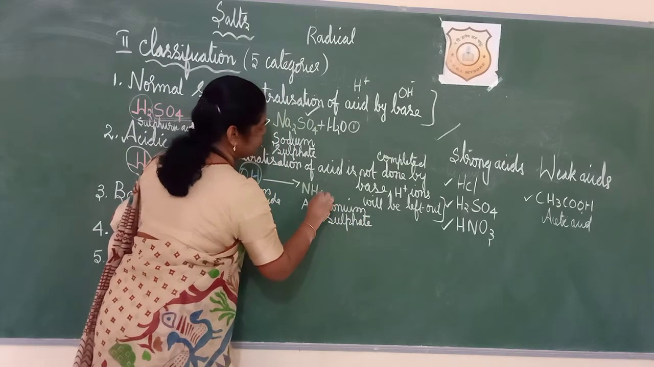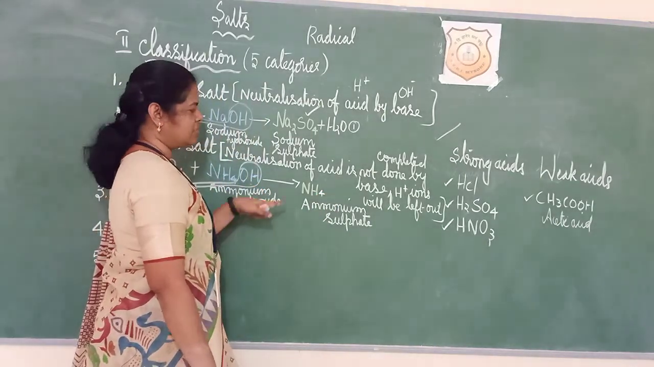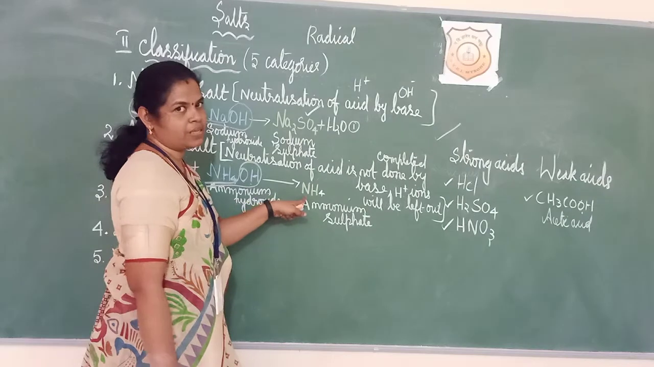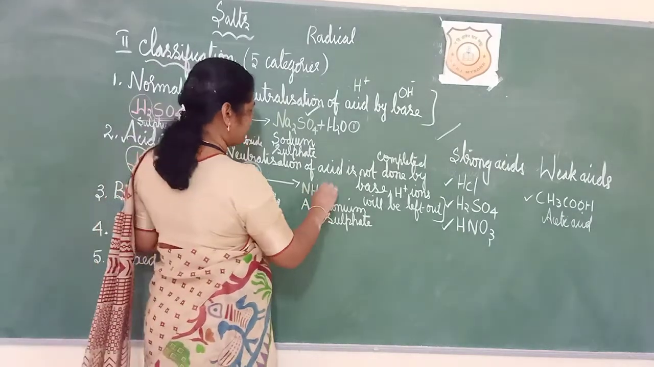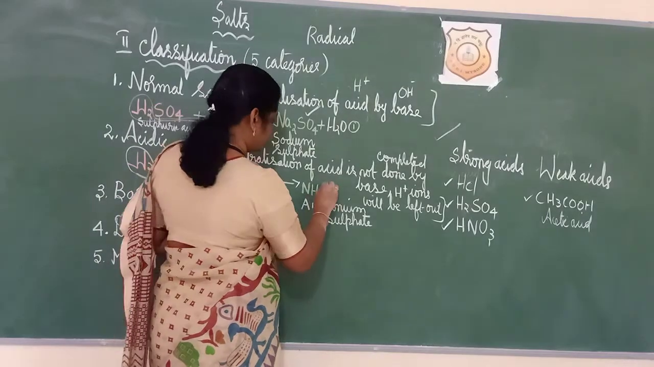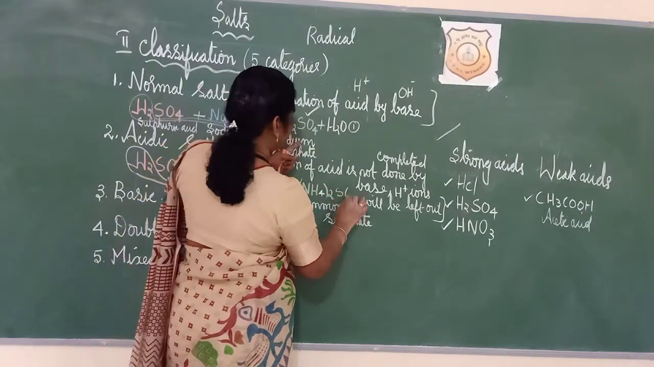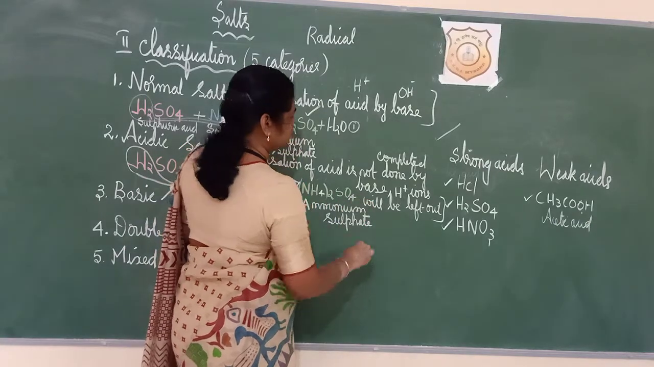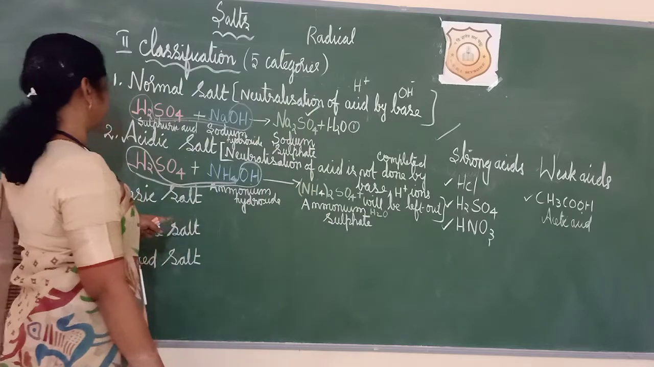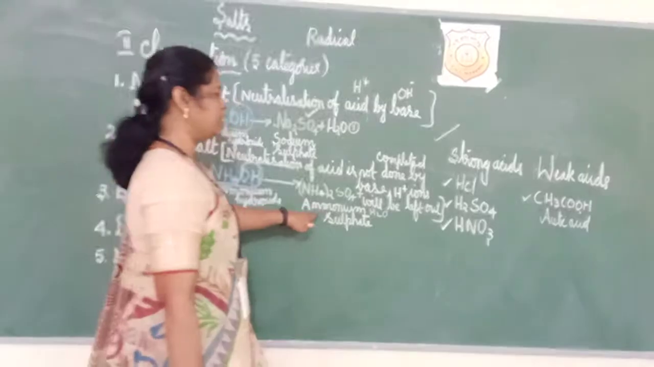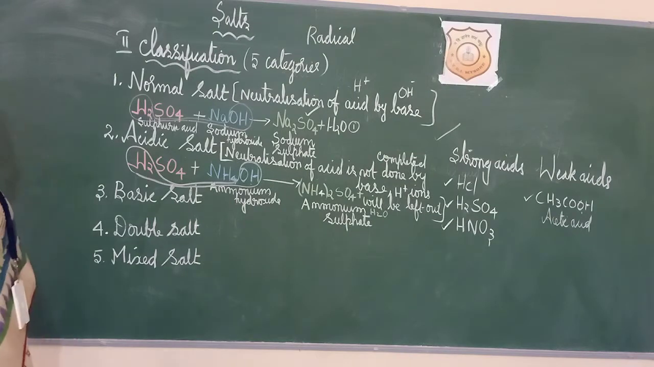NH4, always there will be a doubt. What is the difference between NH4 and NH3? NH4 is ammonium, NH3 is ammonia. Okay, NH3 is ammonia, NH4 is ammonium. NH4 twice, sulfate, what is sulfate? SO4, plus water will come out. Okay, so this is ammonium sulfate plus water. Which salt is this? Acidic salt.